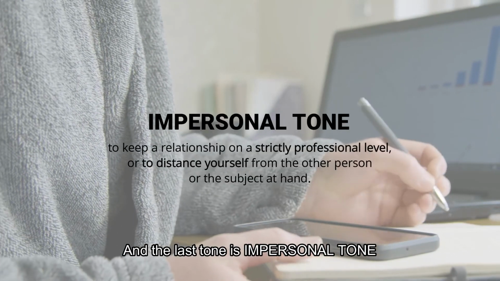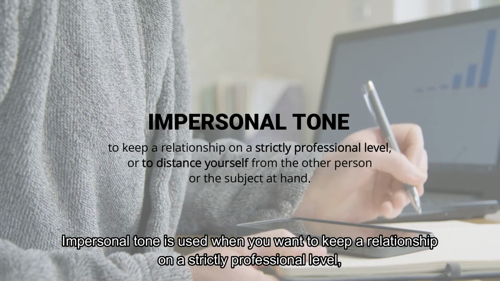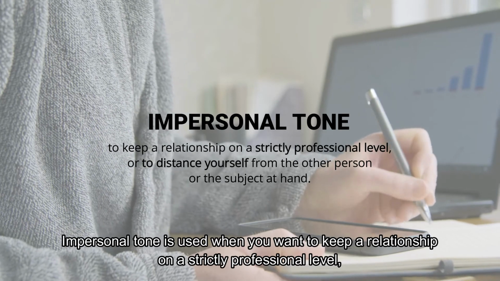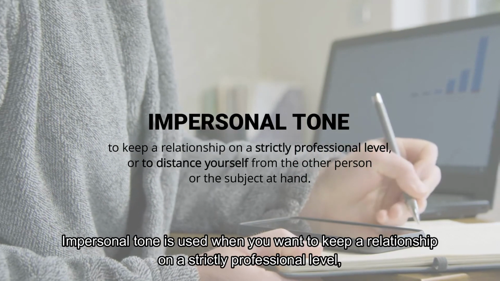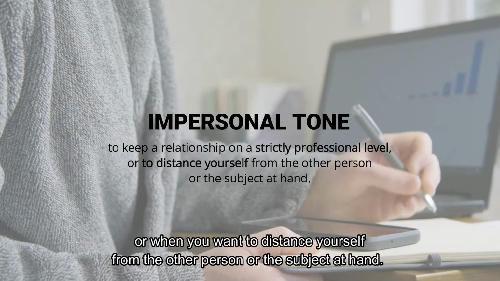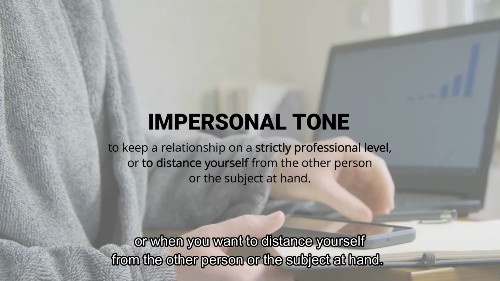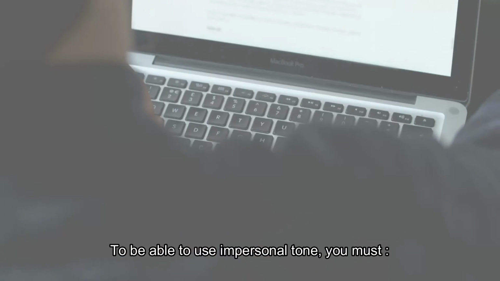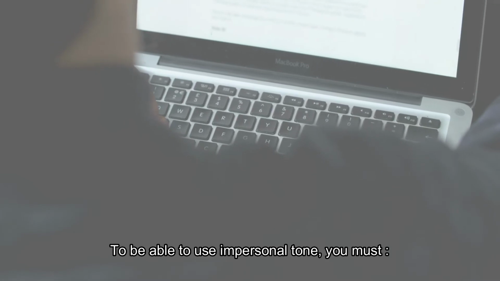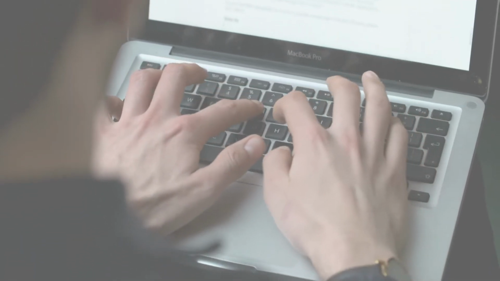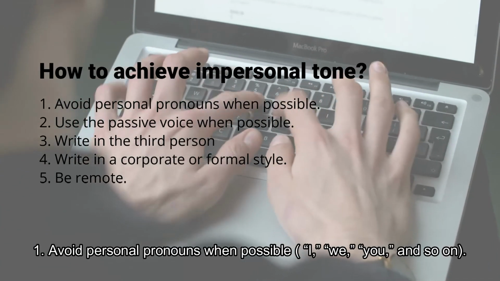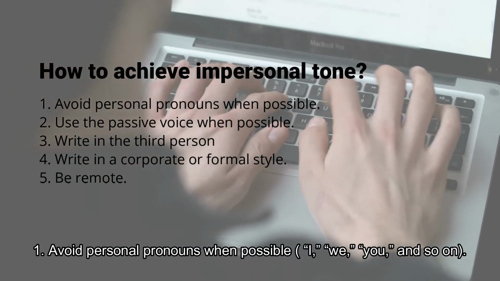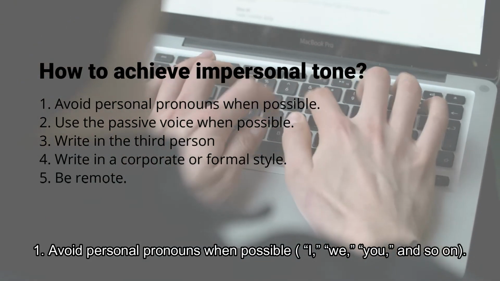And the last tone is impersonal tone. Impersonal tone is used when you want to keep a relationship on a strictly professional level, or when you want to distance yourself from the other person or the subject at hand. To be able to use impersonal tone, you must, number 1, avoid personal pronouns when possible. Personal pronouns here like I, we, you, and so on.